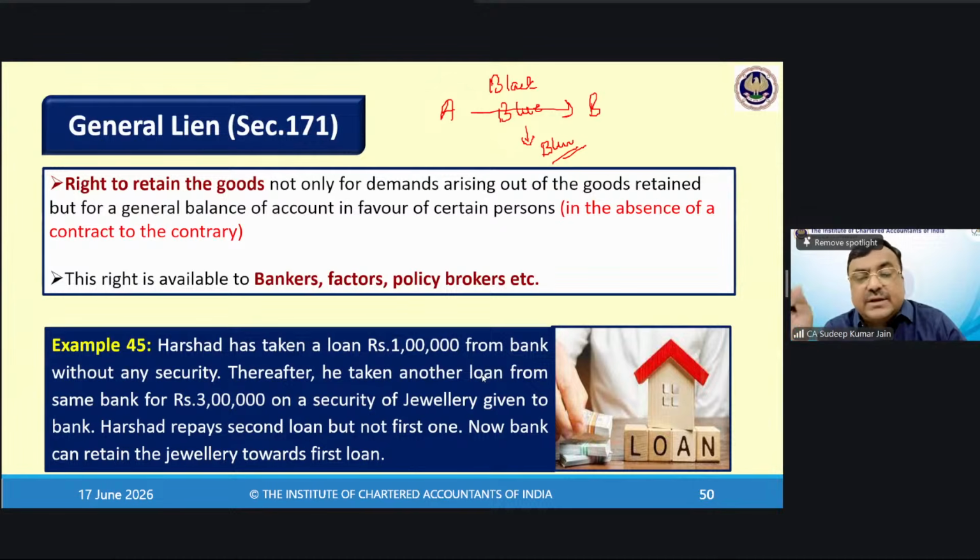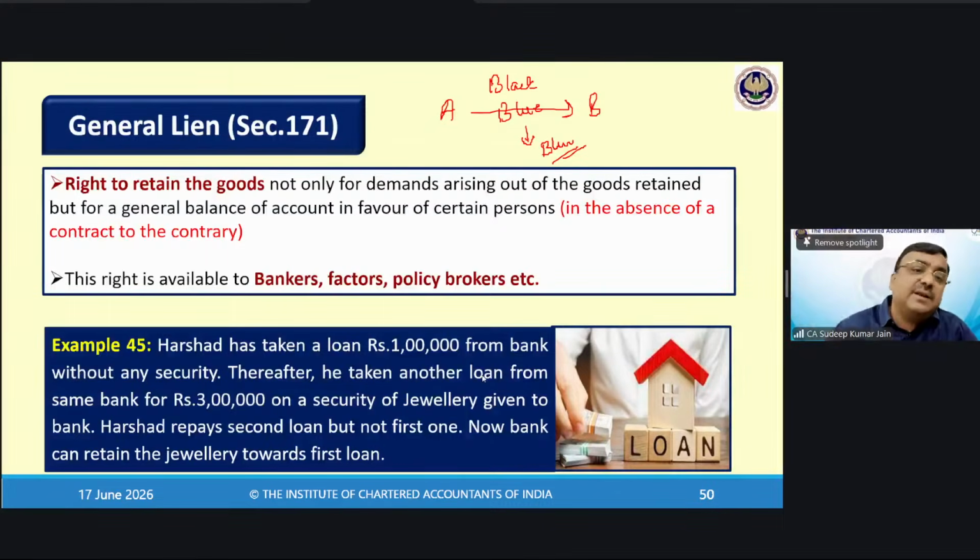If A gave two kinds of cloth, black and blue, to B for stitching, and B has the right to retain only the one whose payment is pending, if the payment for black is pending he can retain black, this is called particular lien. But if he has the right that, if payment is pending, whether for blue or black, he can retain whichever suit is in his hand, it means he has the right to retain the blue suit for the payment of black, it is called general lien. But this was for example only.